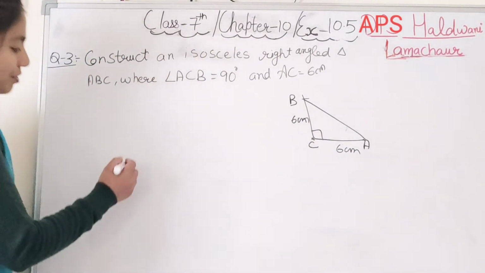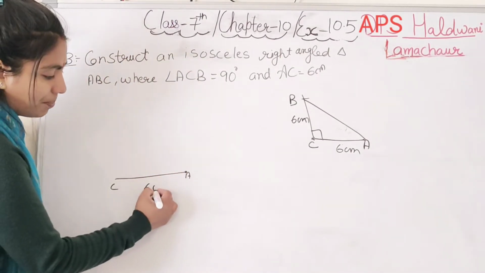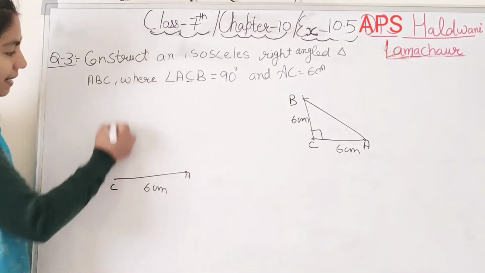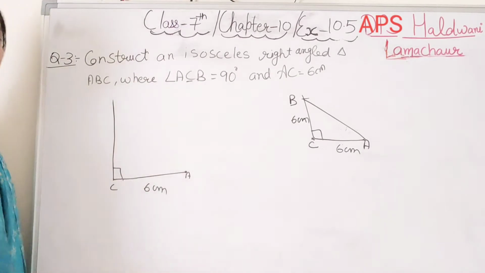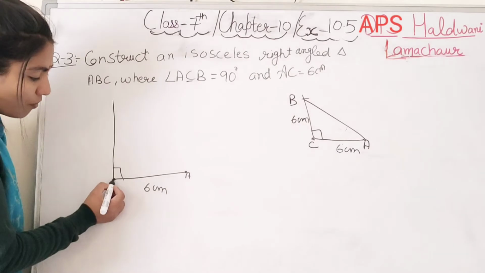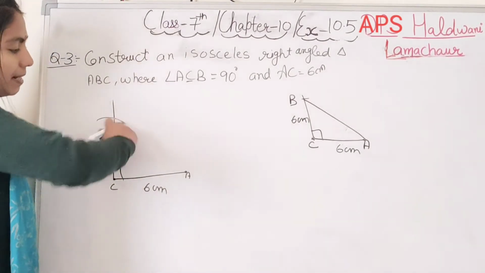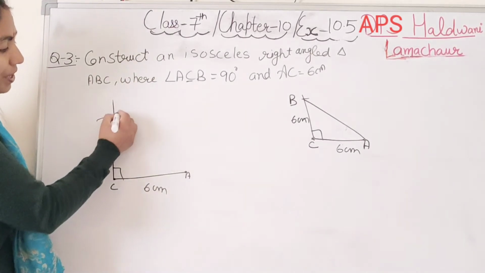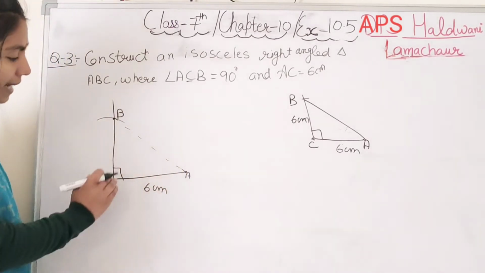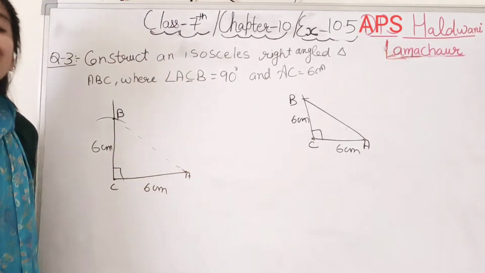So let's start. First of all, line segment AC you have made 6 centimeter. In right angle triangle ACB, angle C is 90 degrees. So C point is 90 degrees. Right student? Next, you have to take a point B. Where will you take point B from? Obviously from C. From C you will open the compass 6 centimeter and make an arc. So this cut point will be point B and you will join this with A. So this is the required isosceles right angle triangle ACB. Right student?